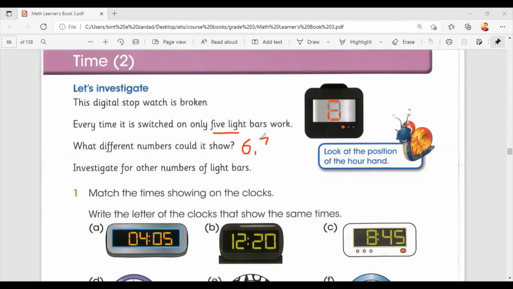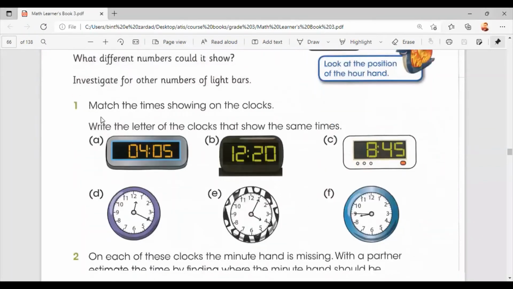8 cannot show. Which number could it show? What different number could it show? So 6, 8 cannot show. The remaining numbers can show. 6, 8, and I think 9 also. So these three numbers cannot show, from 1 to 9. Okay, so 6, 8, 9 couldn't show. The remaining ones could show. So investigate for each number.